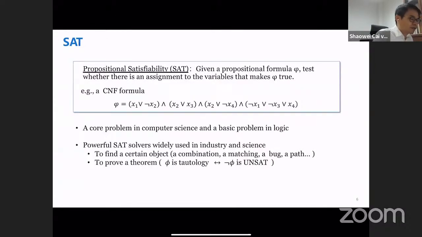And its powerfulness lies in two sides. In industry and science, the first way to use SAT is to use it as a search engine to find a certain object. For example, to find a combination, to find a bug, to find a path. And on the other side, we can use it as a prover. When we try to prove something is a tautology, we actually try to prove that its negation is unsatisfiable. So the application of SAT solvers comes from both these two sides.